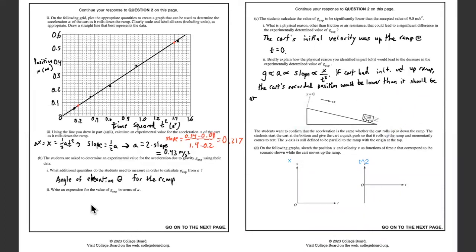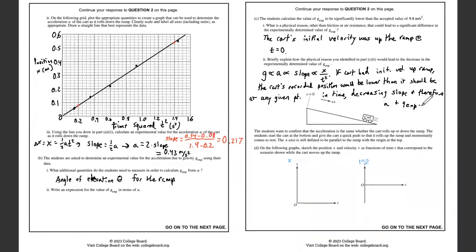So this would actually cause the cart's position to be lower than it should have been at any given point in time. Decreasing the slope of the graph, and therefore acceleration and g. Good. I think that would be pretty sufficient.